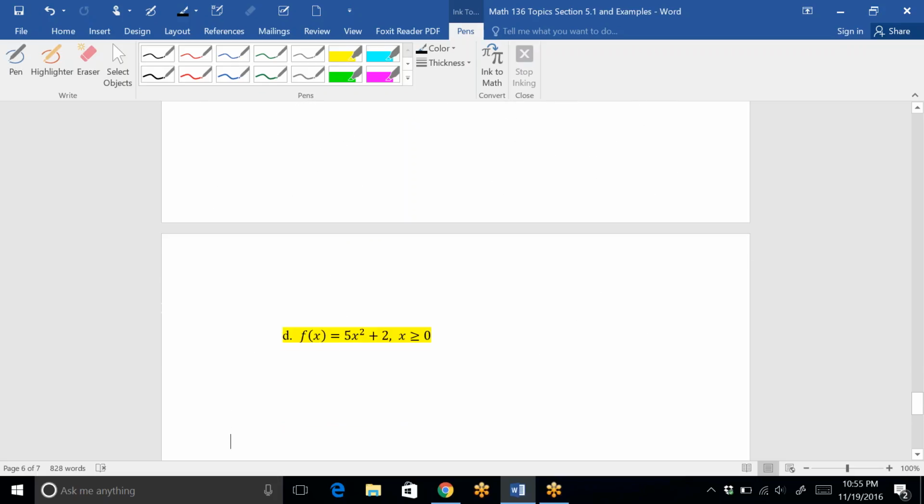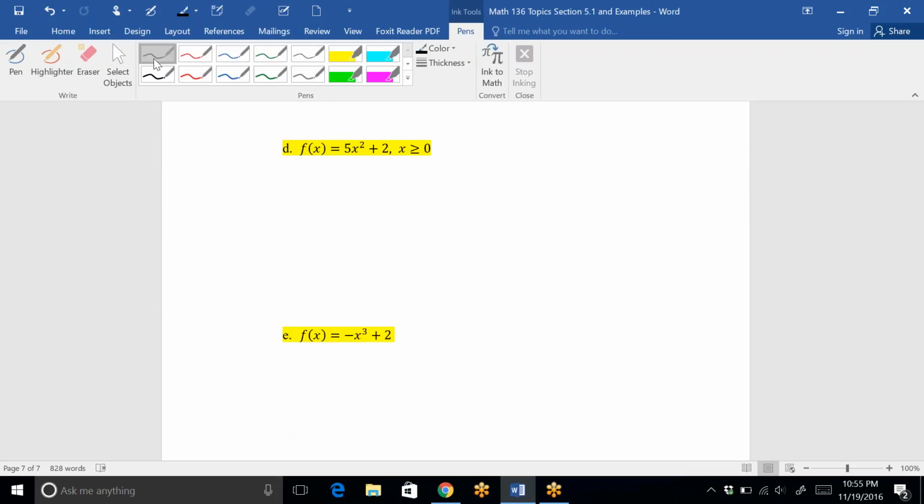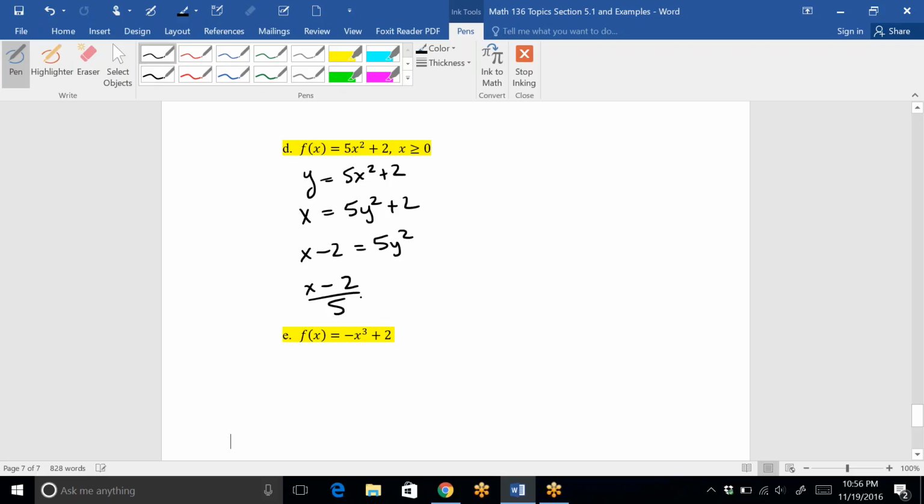Okay, let's look at another one. This one is a parabola that has been defined as x's are greater than or equal to 0. That way we know we have only half of the parabola. And first of all, we have to write it as y equals 5x squared plus 2. We swap our x's and our y's. We try to resolve. Divide by 5. Now, when you go to take y squared, remember you're going to be taking a square root to get rid of that.